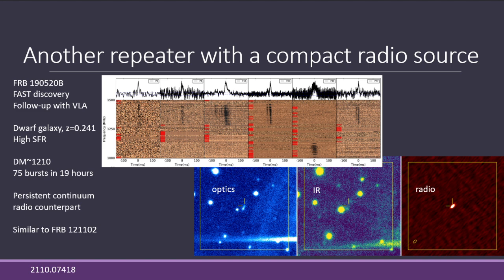It is also a repeater, also in a dwarf galaxy with high star formation rate, more or less at the same distance, with a very large rate of bursts. So it demonstrated 75 bursts in 19 hours of observations. This is really a lot. And it is also coincident with a persistent radio source. So now we know that the first repeater is not really a unique source.